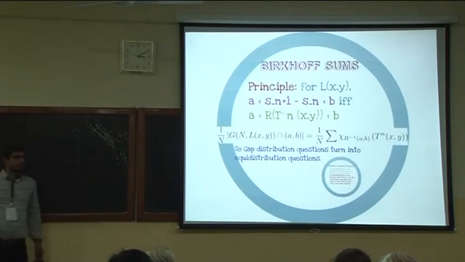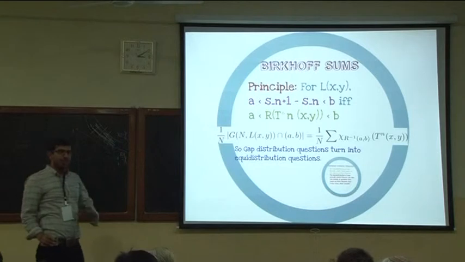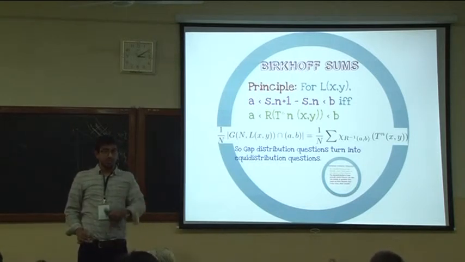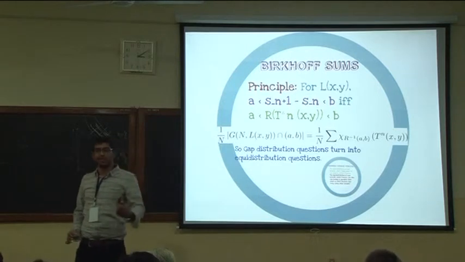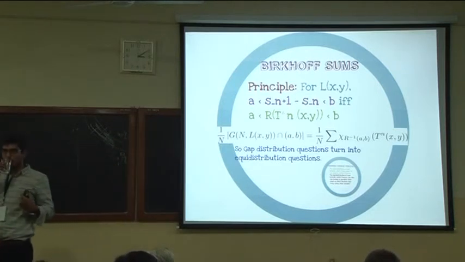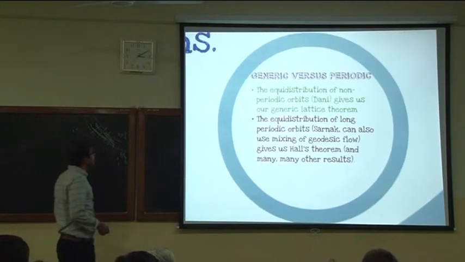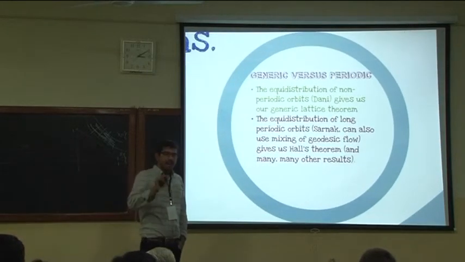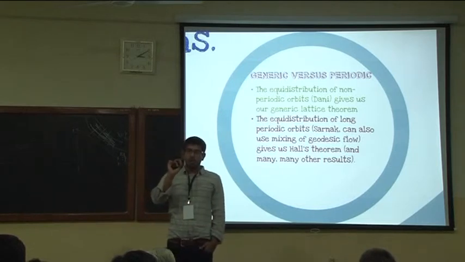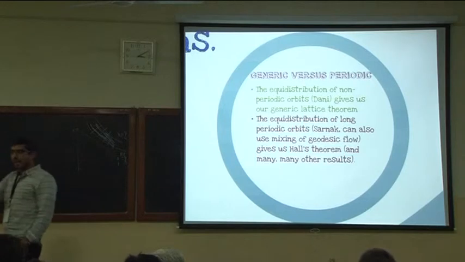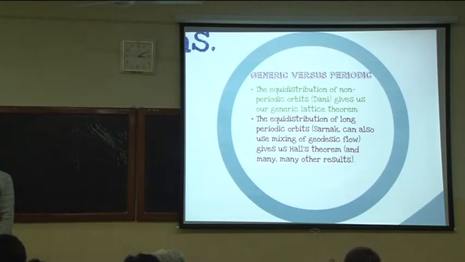Right, the area between these two hyperbolae. So in particular, I've turned this gap distribution question into an equidistribution question, into an ergodic theory question about the ergodic theory of this map. That's the power of this. And now, every non-periodic orbit of the horocycle flow on SL2(R) mod SL2(Z) equidistributes with respect to our measure. That's a theorem of Dani's.